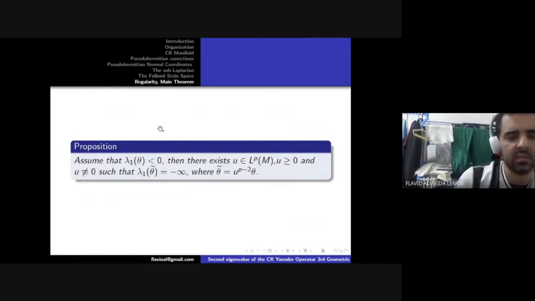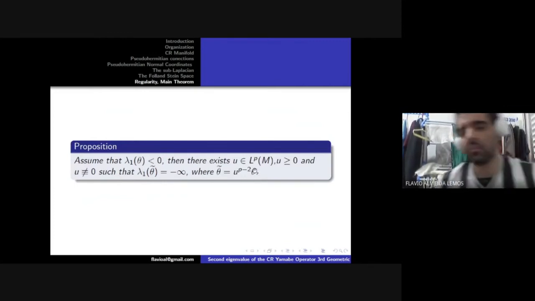We assume that lambda 1 is negative. Lambda 1 is the first eigenvalue of the CR Yamabe operator. Then there exists u in L^p such that it occurs. All right. Theta tilde in a conformal class of theta. All right.